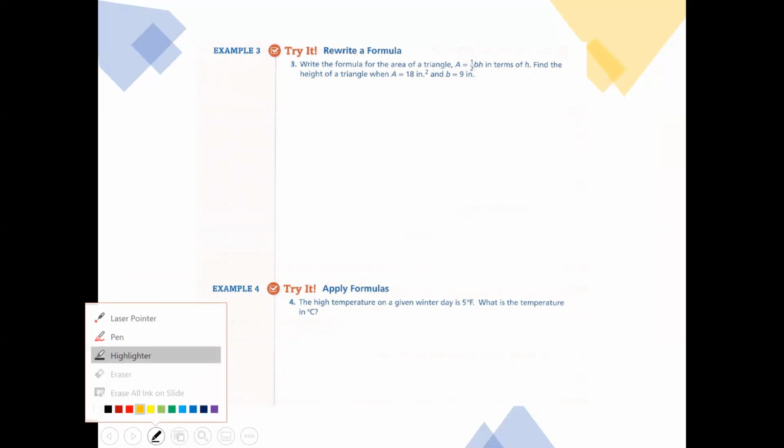All right, so let's go ahead and take a look at example 3. This is write the formula of the area of a triangle, which is 1/2 base times height, in terms of h, to find the height of the triangle when the area, which is 18, is equal to 1/2 base, which is a 9, times height. My job is to get h by itself, okay? So first thing I'm going to do is multiply this. Put a 1 underneath the 9. 1 times 9 is a 9. 2 times 1 is a 2.